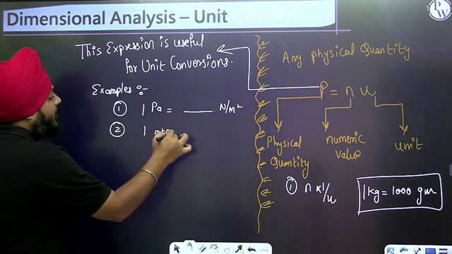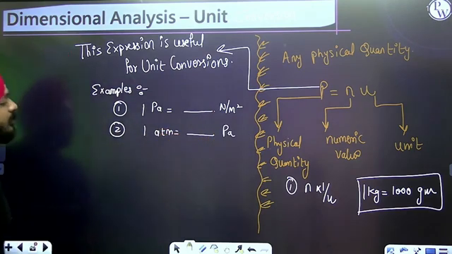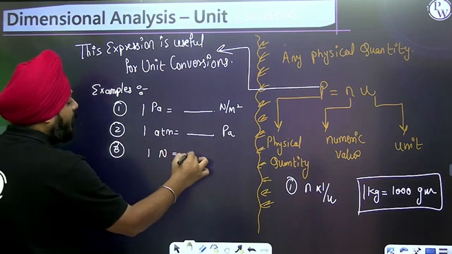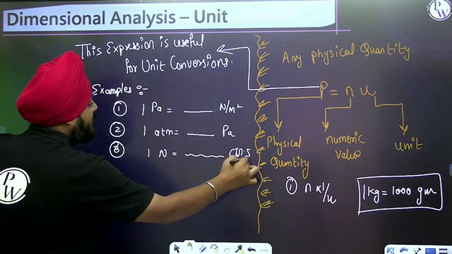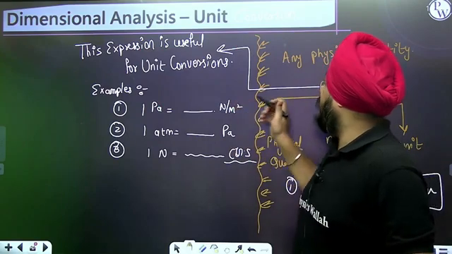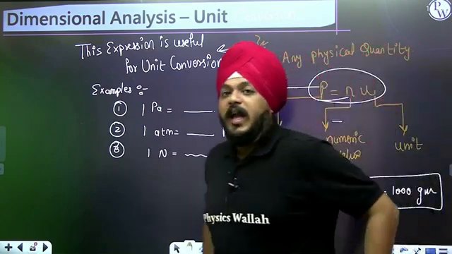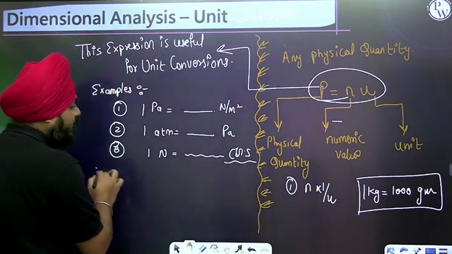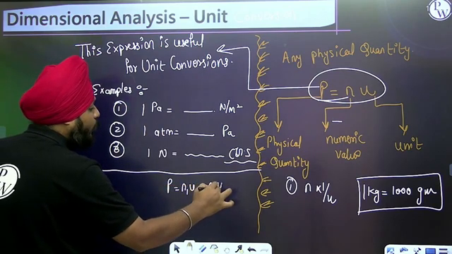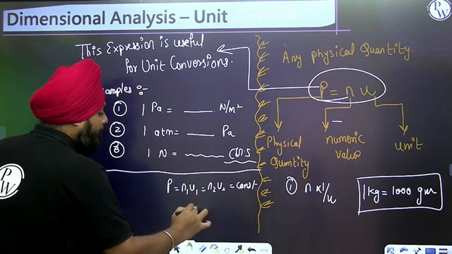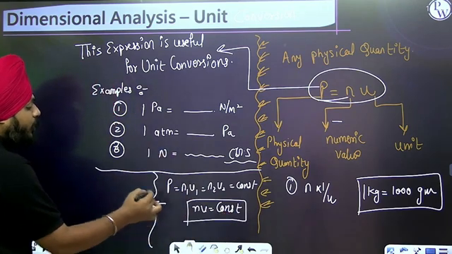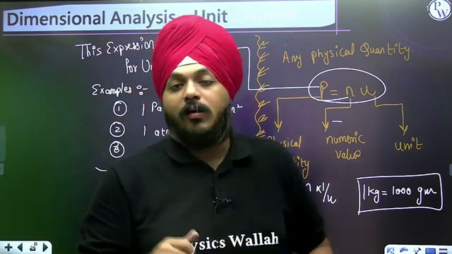1 atmosphere is equal to how much Pascal? 1 Newton is equal to how much in CGS units? To convert from one unit system to another unit system, we use this equation: N1 U1 is equal to N2 U2, and this is always constant. The product of N and U is always constant.